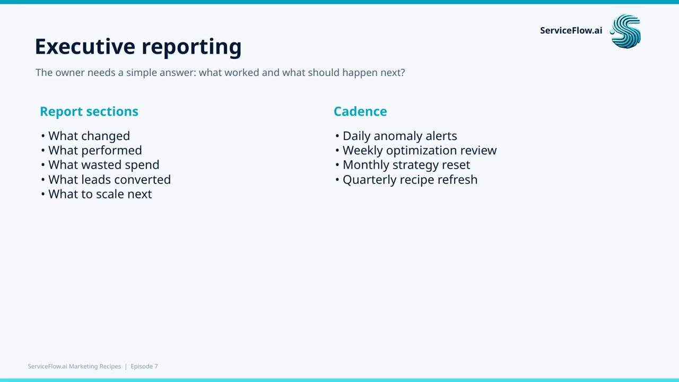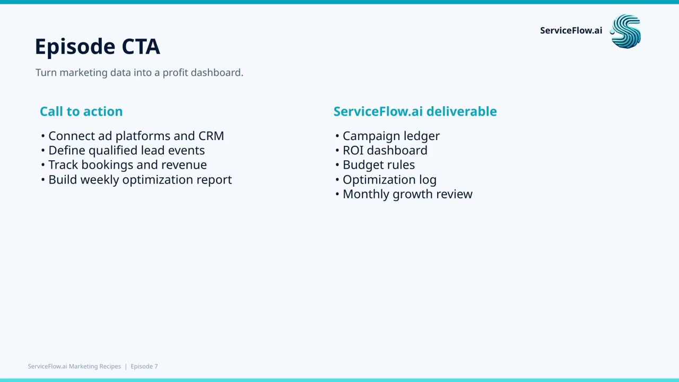The fifth recipe is executive reporting. A business owner should not receive a confusing dashboard full of vanity metrics. They should receive a plain language answer. What changed, what worked, what failed, what needs approval, and what the AI recommends next. The best report connects marketing activity directly to revenue, pipeline, customer quality, and operational capacity.